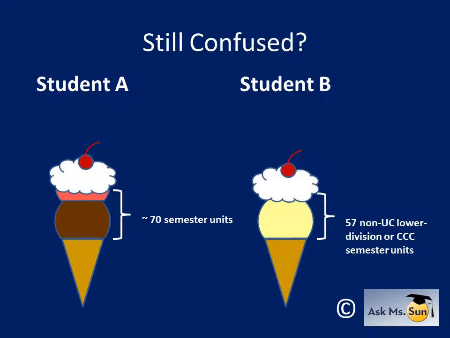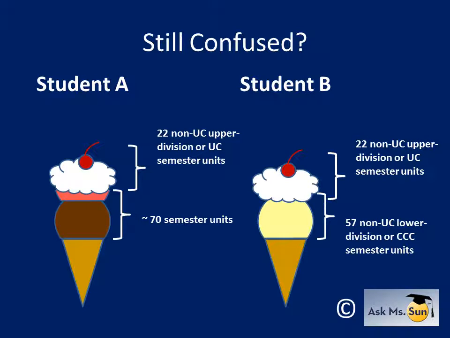Now comes the topping. While enrolled at a community college, Student A was also taking classes through UC Extension and UC Summer Sessions, which added up to 22 units. Student B was also taking upper division courses while enrolled at the four-year college, and the upper division courses added up to 22 units. Again, these do not include any AP, IB, or A-level exam credits these students have, which do not count against the limit.